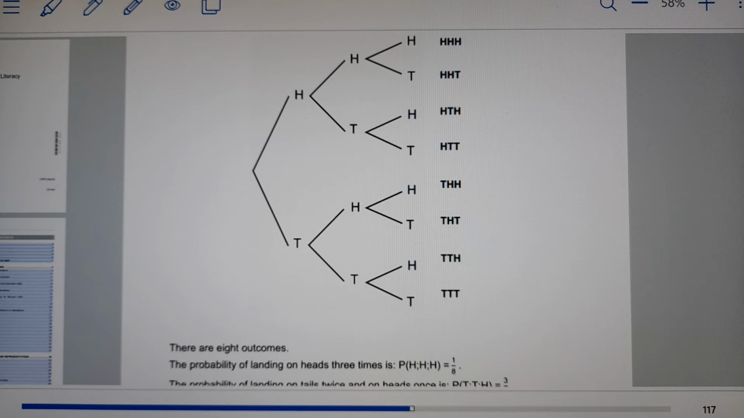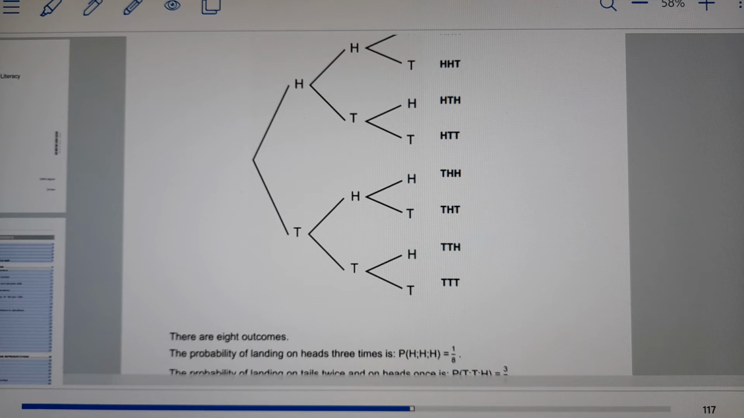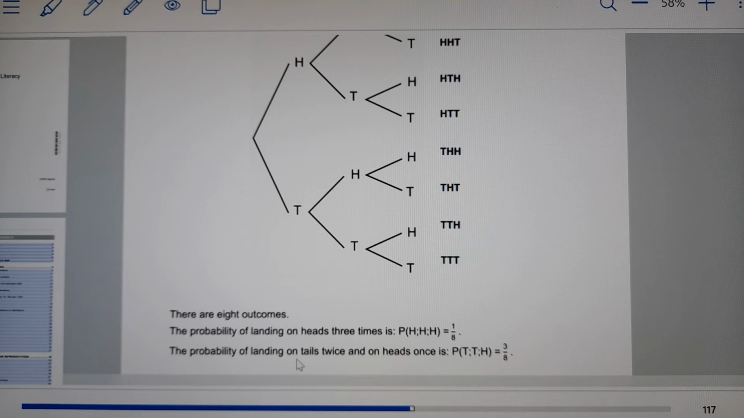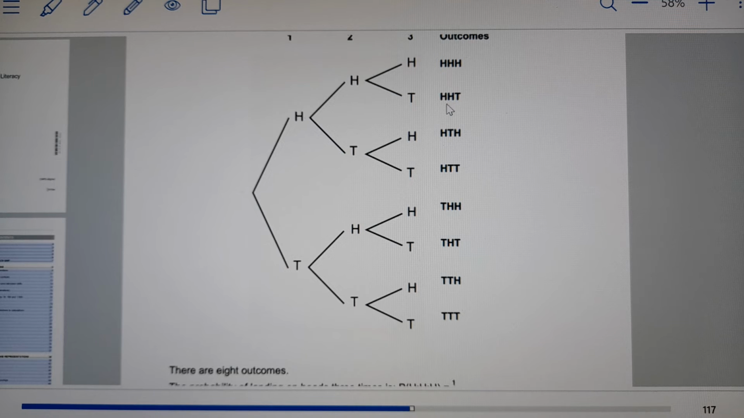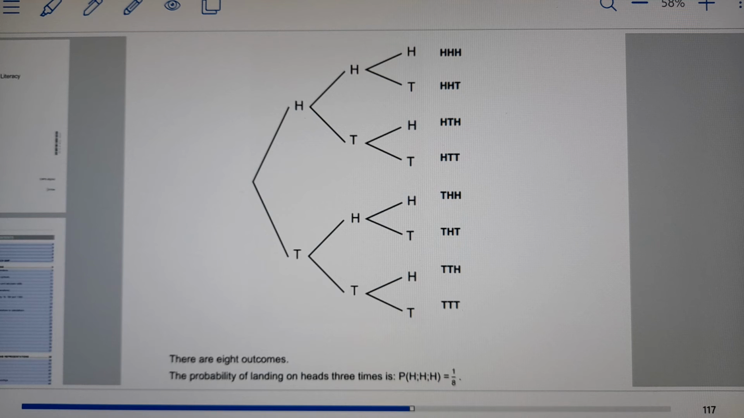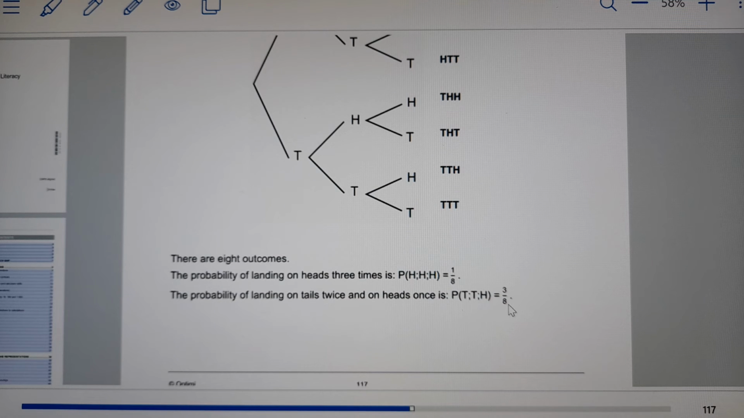And the second question, the probability of landing on tails twice and on head once. Tail twice and head once. Tail once, no, that's not the one. Tail twice, yes, 1. And no, yes, 2 and 3. Okay, so it's 3, so it's going to be 3/8. You see that?